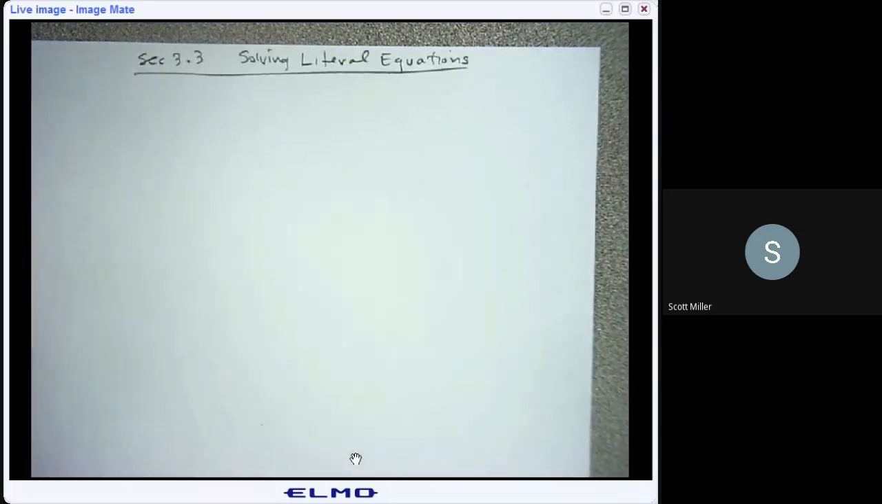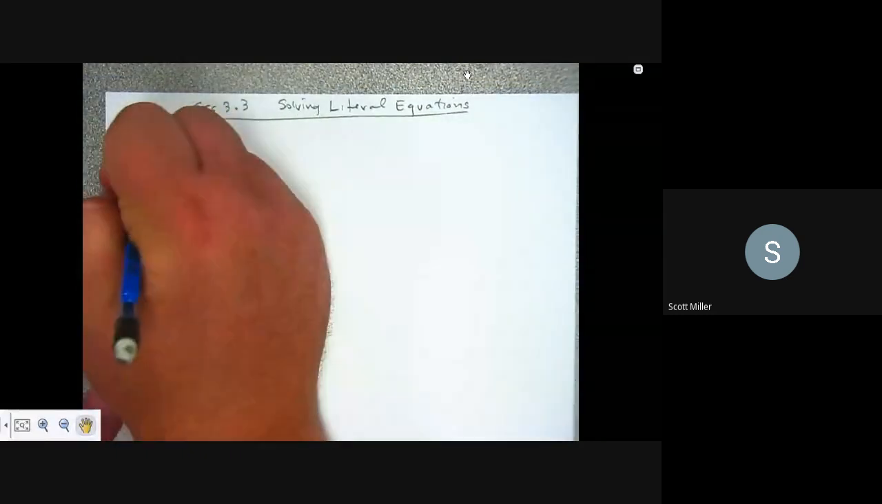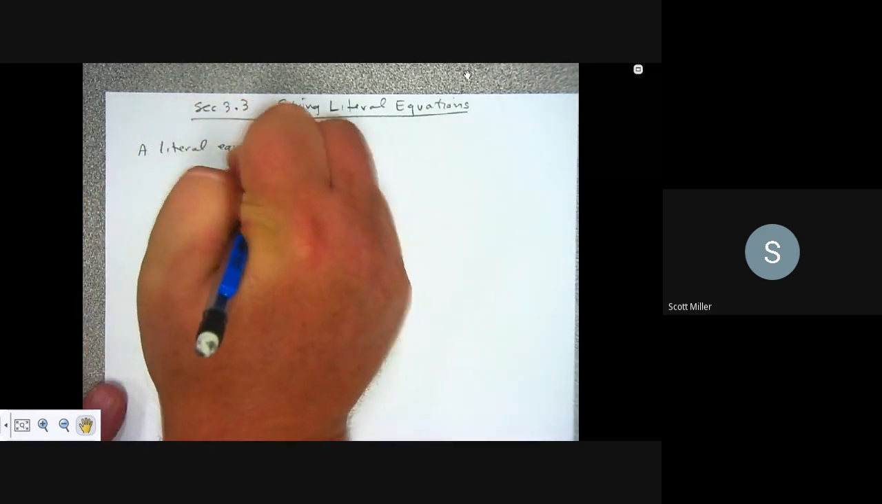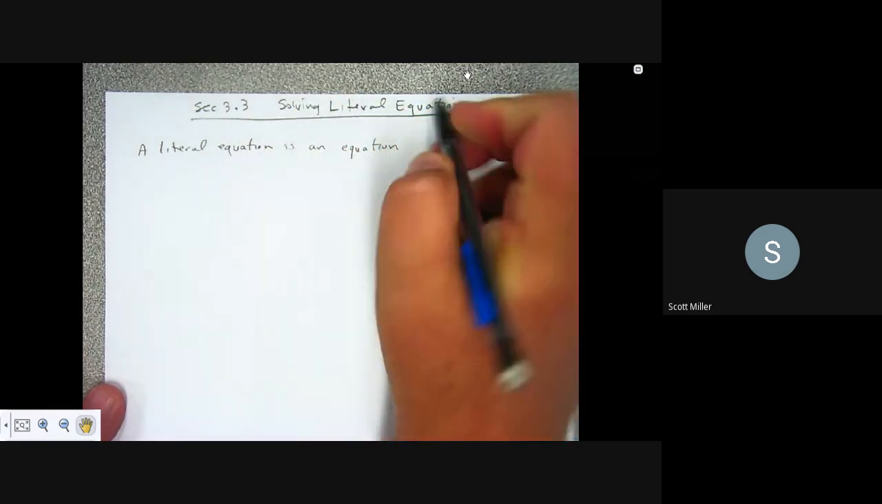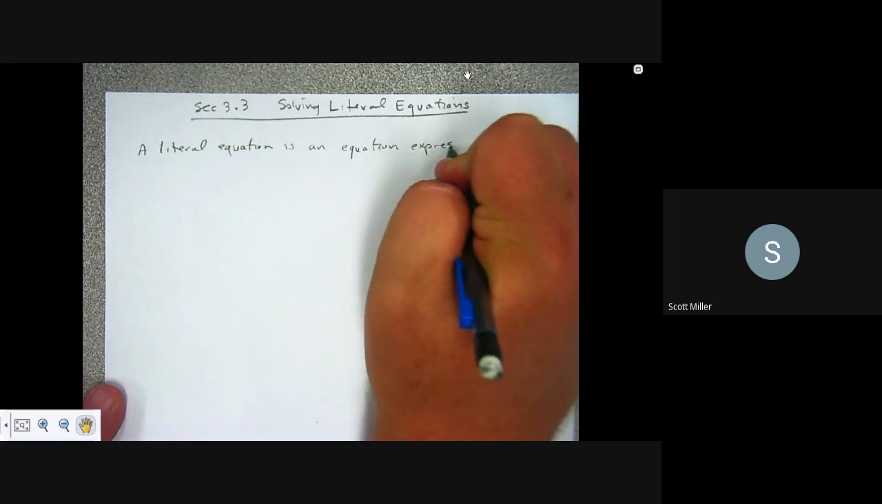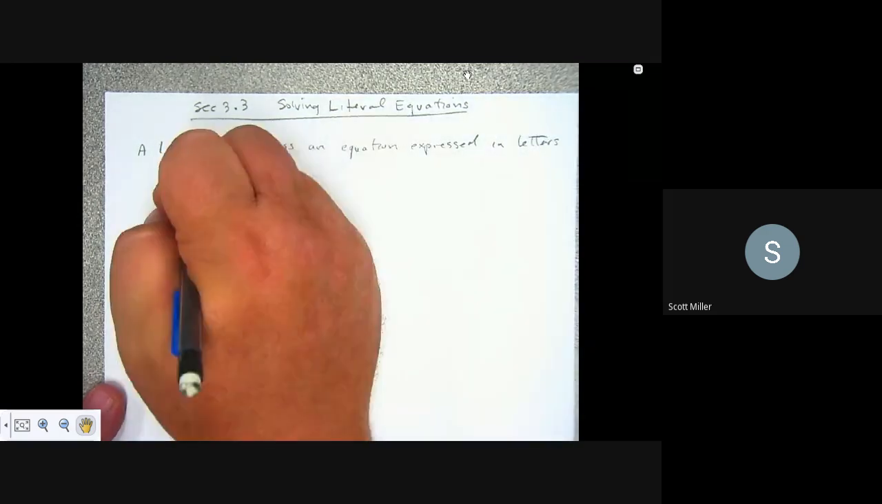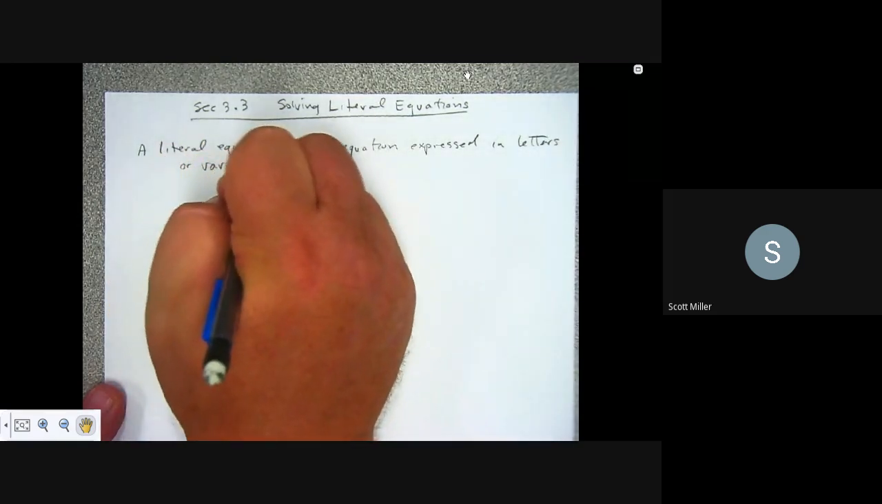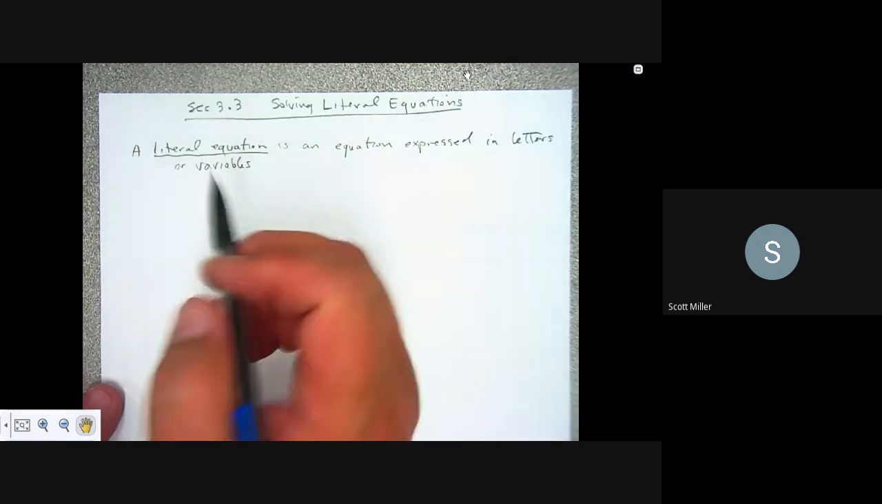In this one, we're going to look at how to solve a literal equation. So what is a literal equation? A literal equation is an equation expressed in letters or variables. That's what it is. Most of the time, this boils down to when you have formulas and things like that, that you're then going to plug numbers into. Usually those refer to literal equations.